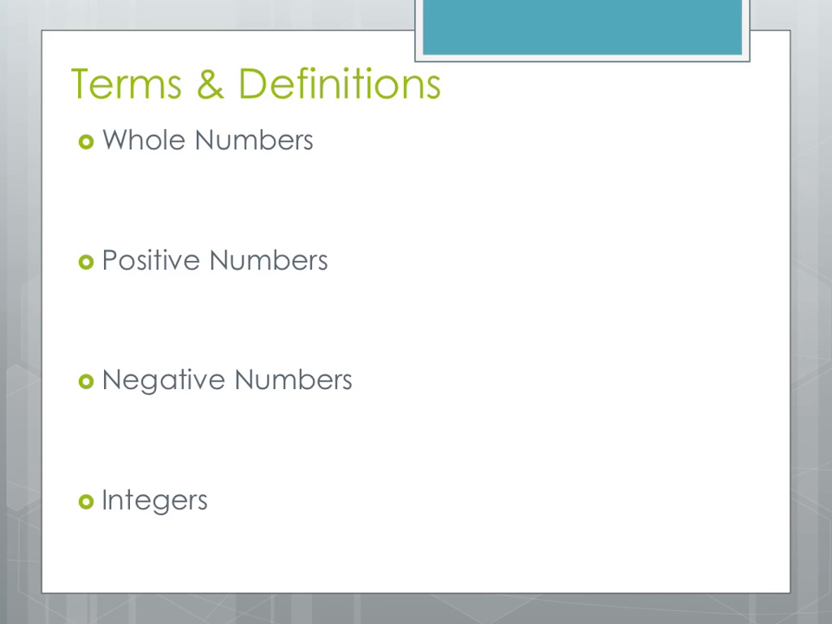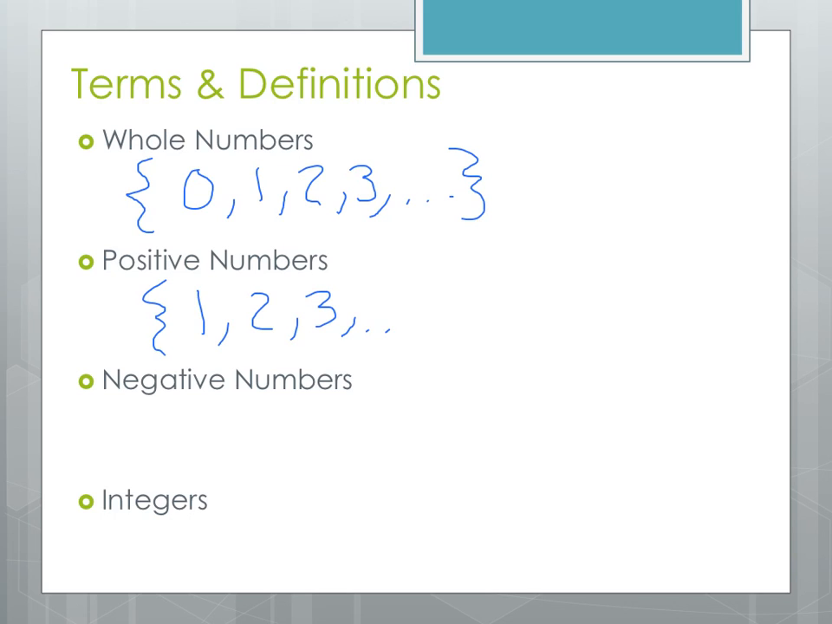Now let's look at some different number systems that we'll use in this class. The first is the whole numbers, and that's defined as the set of numbers. We use these braces to define a set in mathematics, containing the numbers 0, 1, 2, 3, and so on. So all those whole numbers, no fractions, no decimals, just whole numbers there. The positive numbers are going to be the set of numbers 1, 2, 3, and continuing on.